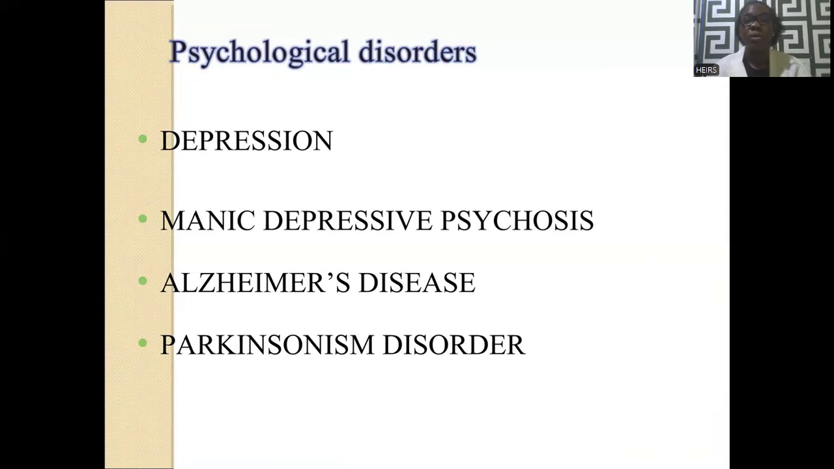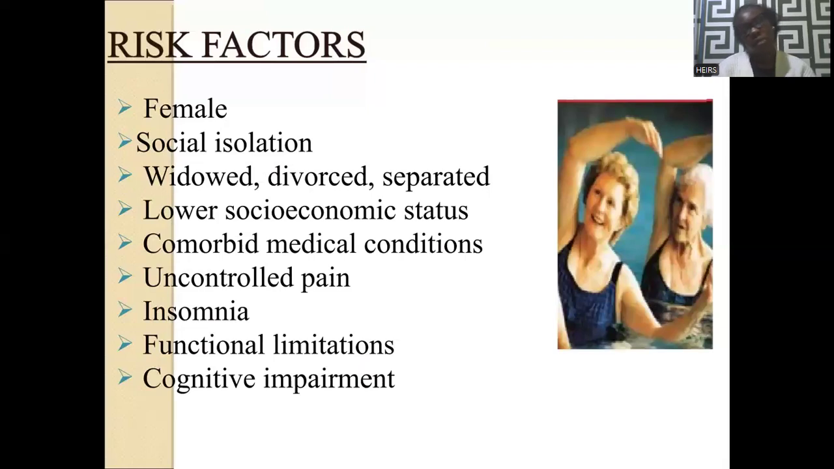Now, some psychological disorders that can develop in elderly people would include depression, manic depressive psychosis, Alzheimer's disease, and Parkinson's disorder. Risk factors for development of psychological disorders: being female, the chances are higher. Social isolation, chances are higher. Someone who is widowed, divorced, or separated, which is also closely correlated with being socially isolated to some extent. Then someone with a lower socioeconomic status, someone who has a comorbid medical condition or conditions.